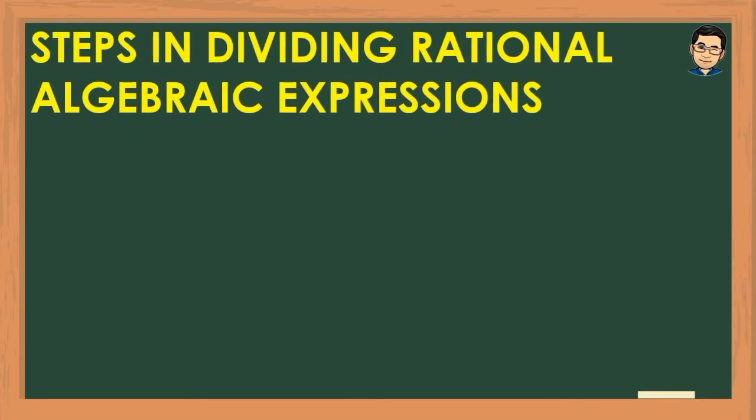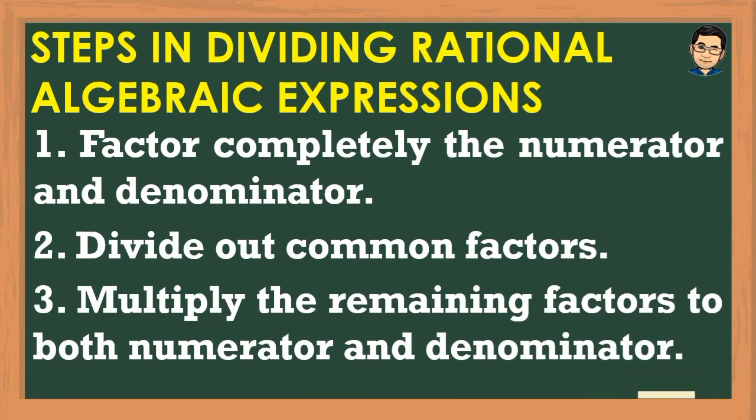So, here are the steps in dividing rational algebraic expressions. After po natin kunin yung reciprocal ng divisor, ito po yung next na gagawin po natin. Same process with multiplication po. We factor completely the numerator and denominator. Ang pinagkaiba lang, kailangan muna natin kunin yung reciprocal ng divisor. And then, we divide out common factors. And then, lastly, the remaining factors, i-multiply lang po natin, numerator to numerator, denominator to denominator.